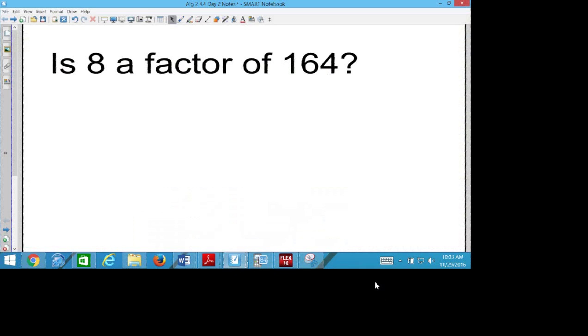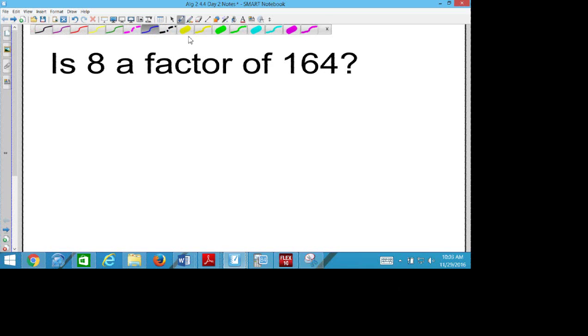Right, so how can we tell if 8 is a factor of 164? How could we tell that? How, Caleb? 8 is a factor of 64, so you can get rid of that, and 8 is not a factor of 100. You're getting all fancy.